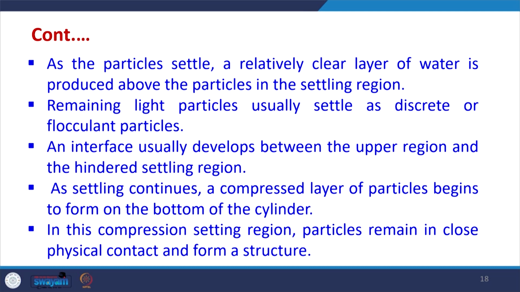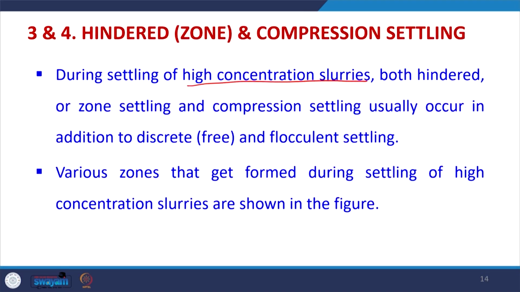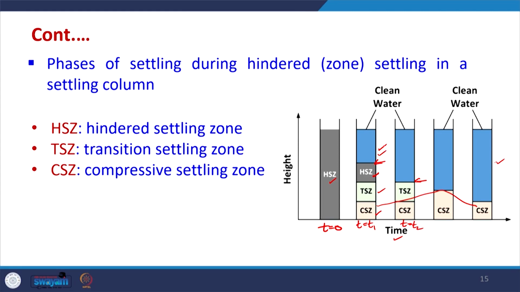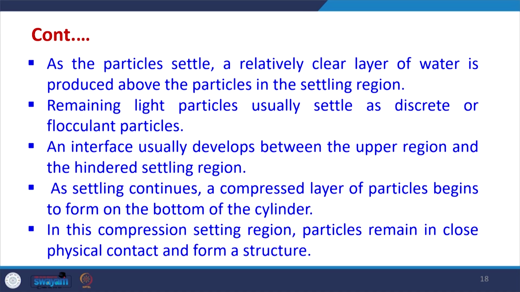As the particles settle, a relatively clear layer of water is produced above the particles in the settling region. This is what is shown here; you can see a clear water zone coming out. The remaining light particles usually settle as discrete particles, so a clear water zone will be there, but some discrete particles may also be there, and they will settle after some time. Then an interface will usually develop between the upper region and the hindered settling region, which will have three zones: hindered settling zone, transition zone and compression settling zone.